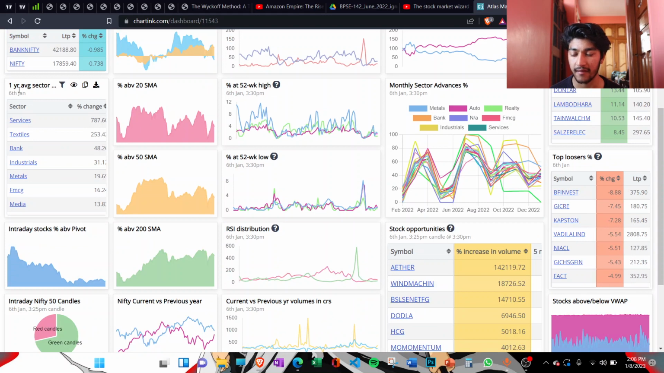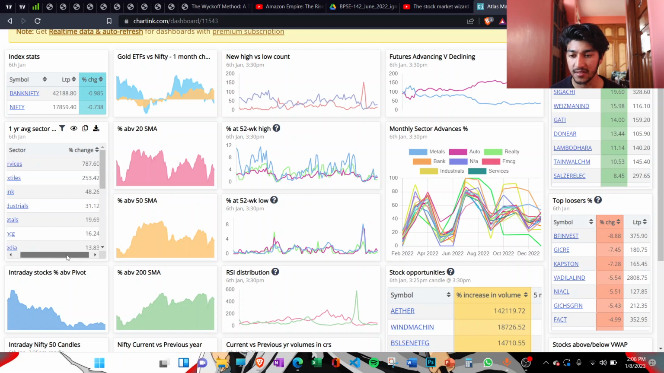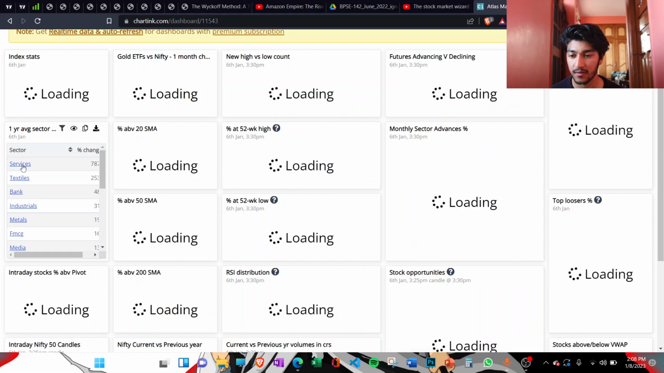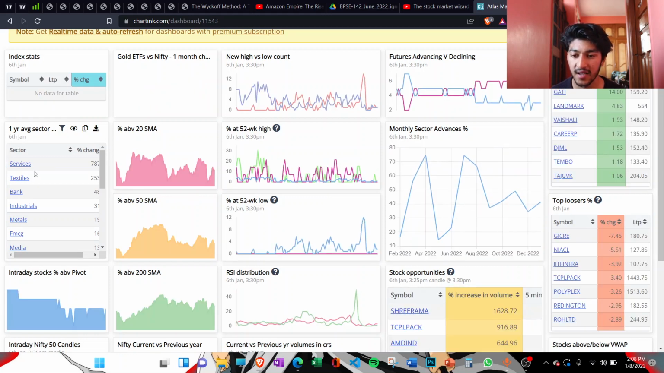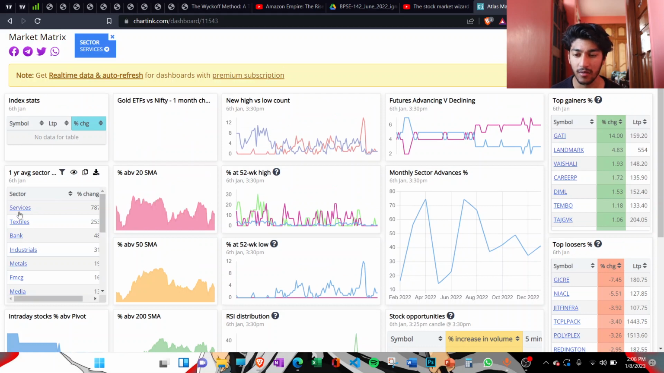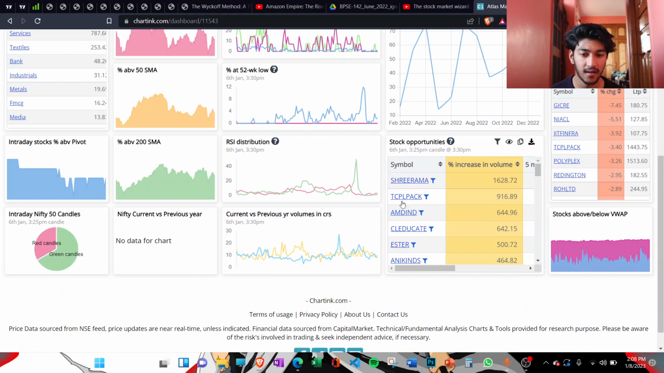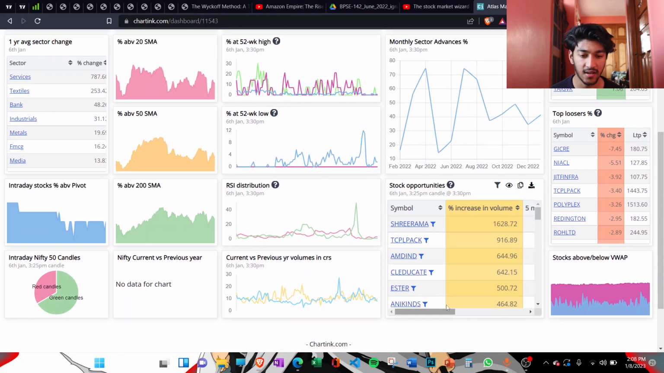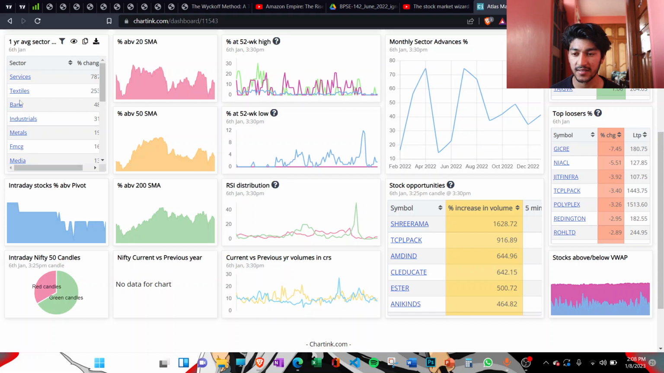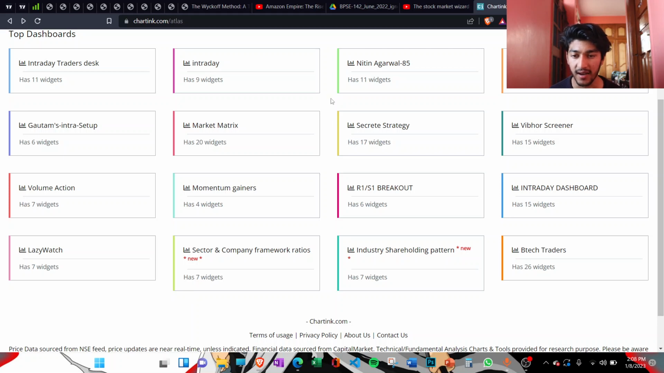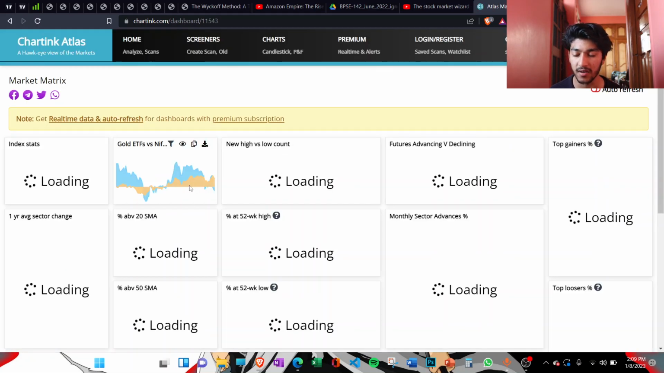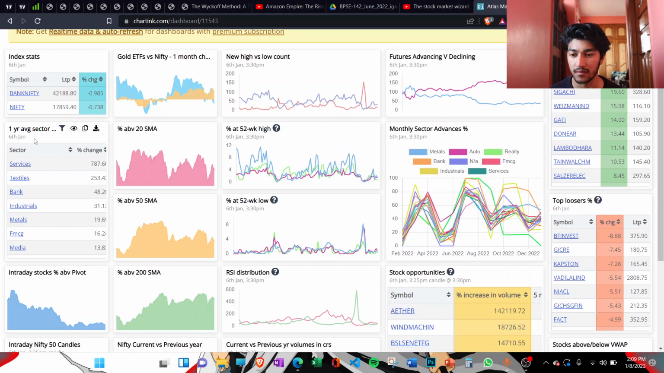Next we have the 1 year average returns of the sector. As you can see, the services sector has given the most returns in the last 1 year. So what stocks come within this service sector? If you click on this, it'll tell you about the service sector and what are the top gainers and top opportunities in this whole pack. You can just click on these sectors and you'll get the number of stocks. But we don't want that right now. We'll just go to the market matrix, and here we have the 1 year average.